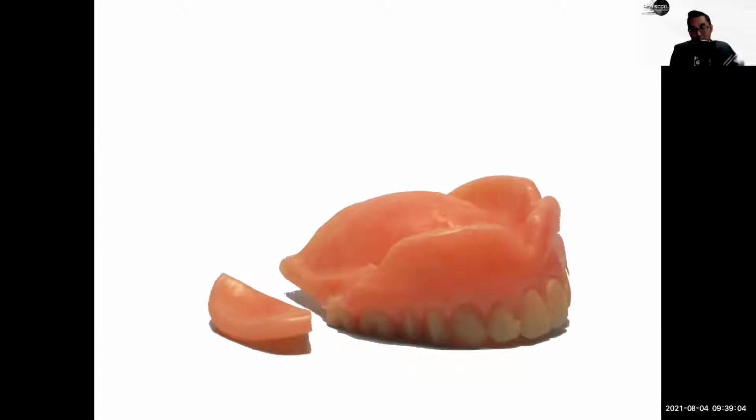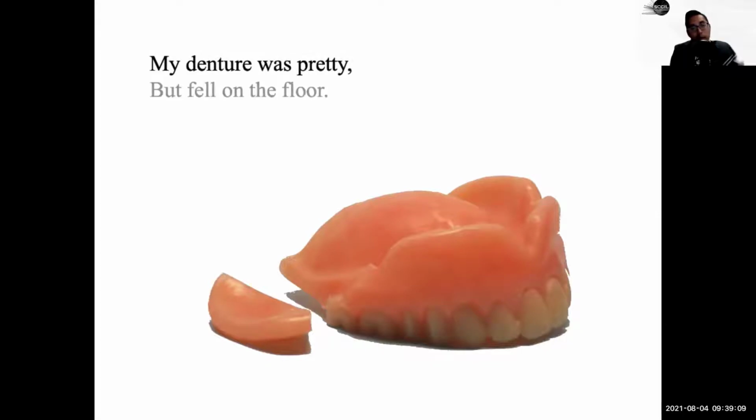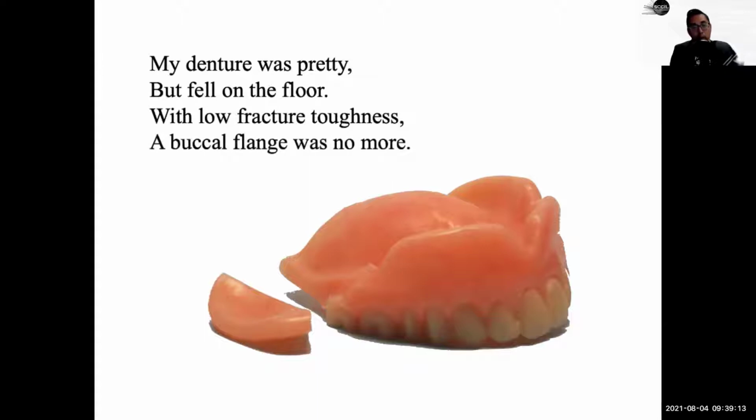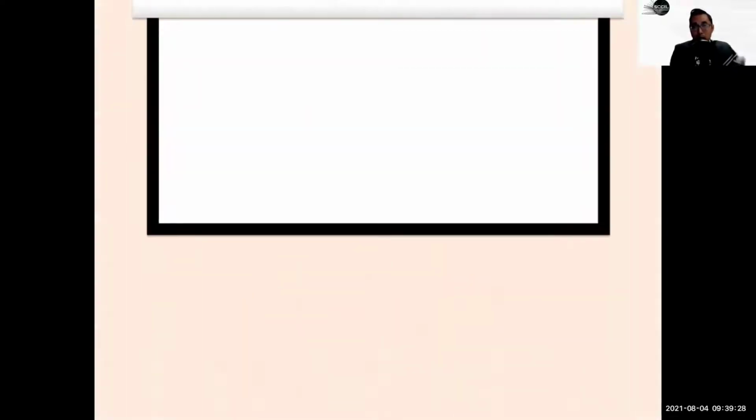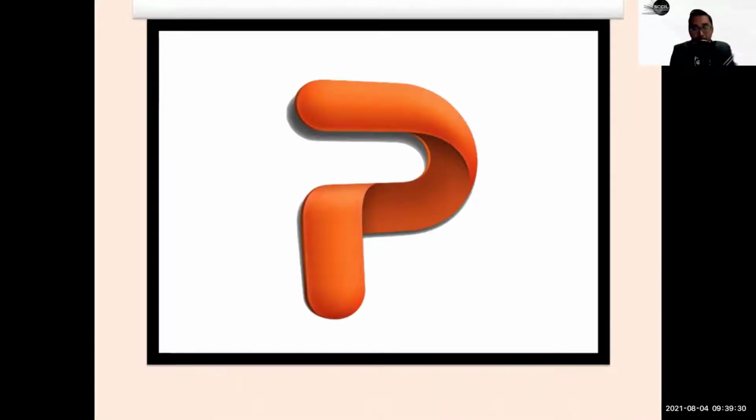So I tell them this story, and if you want to do it in SCCIL language, you could do it. My denture was pretty, but fell on the floor. With low fracture toughness, a buccal flange was no more. So you can kind of see where we're going. This would be a good way to introduce the topic, and then talk about fracture toughness and how it's not great in accident-prone patients, and then lead into a discussion of what you can do to make dentures more resilient for patients who may have more accidents with them.